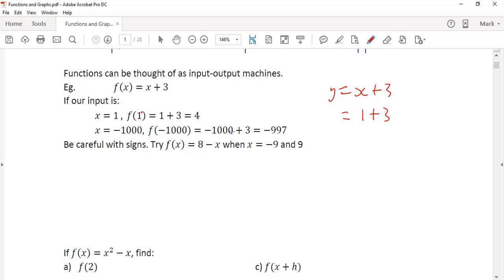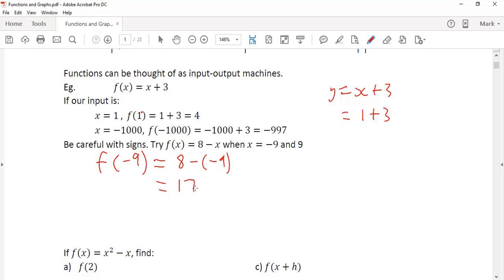So let's do this one together, and be careful of the sign. If f(x) equals 8 minus x, when x equals negative 9 and 9. You'd write that as f, and then in brackets, we'll do the first one, negative 9, equals, and then it's just substitution. So 8, and then minus, just be careful with your signs. That's why I like these brackets. So minus negative 9, and as you know, two negatives become positive, so 8 plus 9 will give us 17.